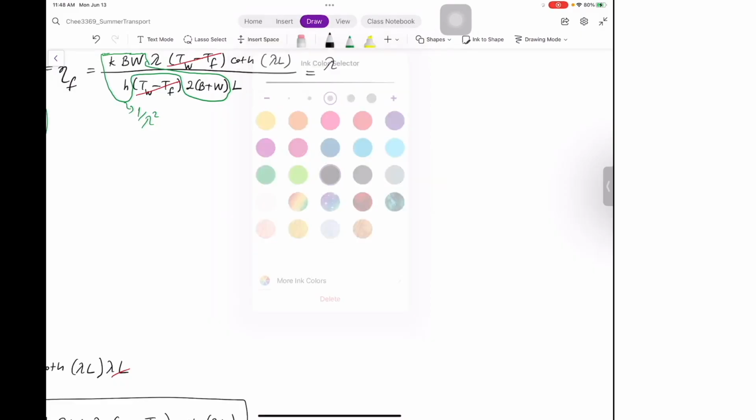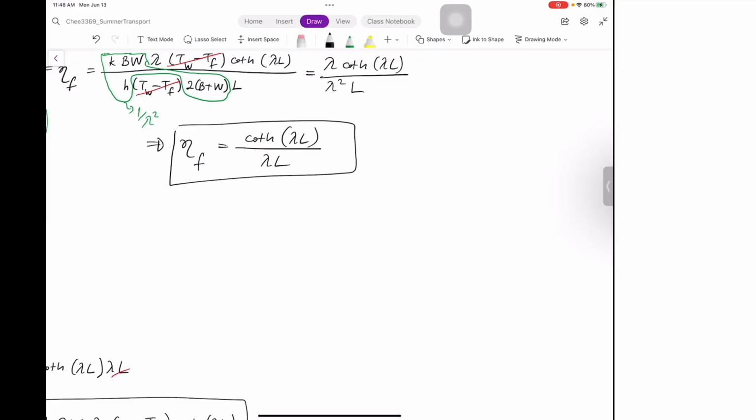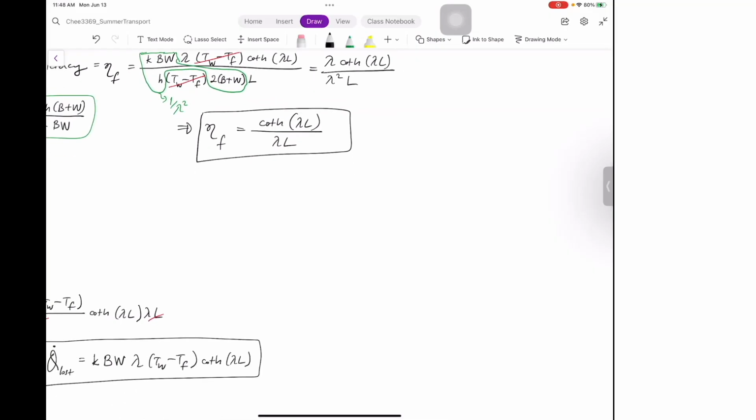So we have lambda cotangent hyperbolic lambda L, divided by lambda squared L. And after simplifications, eta F comes out to be cotangent hyperbolic lambda L divided by lambda L. There you go. So that's the fin efficiency. Okay, good. Any questions so far?